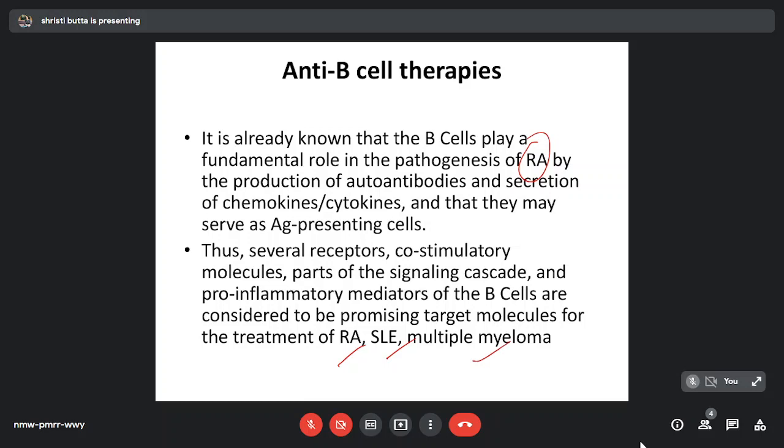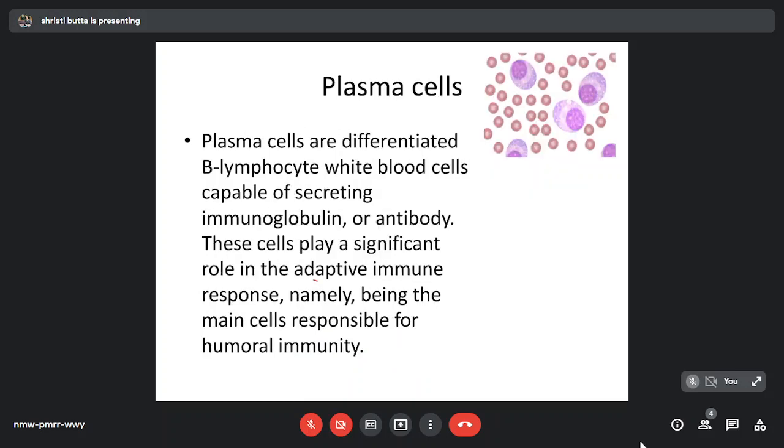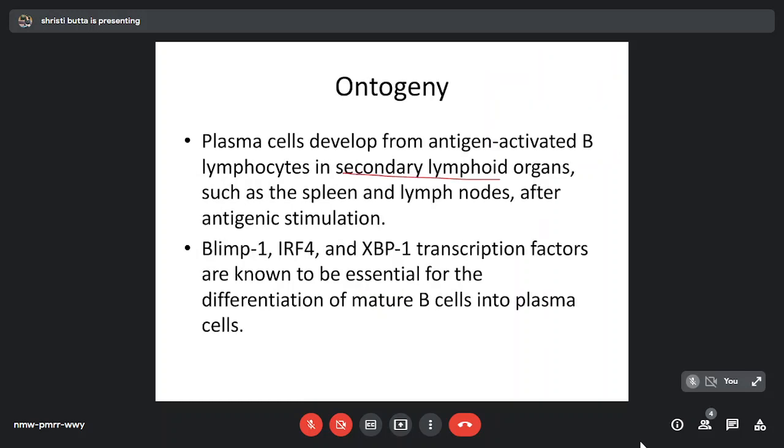So after the B cells, now we have the plasma cells. Plasma cells are differentiated B cells. Okay, so what do they do? They are capable of secreting a lot of immunoglobulins or antibodies, and these cells play a significant role in the adaptive immune response. Now, plasma cells develop from antigen-activated B lymphocytes in secondary lymphoid organs. Remember the secondary lymphoid organs that we talked about, such as the spleen and the lymph nodes. Okay, and the important transcription factors involved in the differentiation of the plasma cells from the mature B cells are BLIMP1, IRF4, and XBP1.